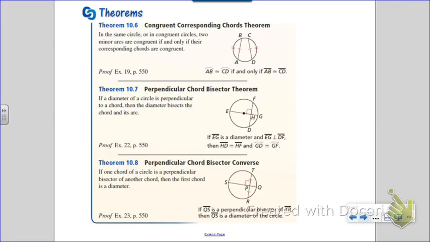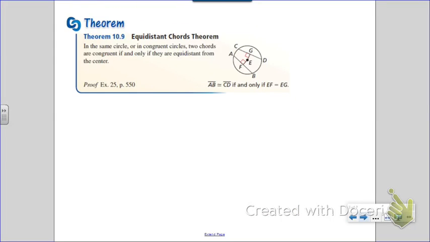If you have a diameter perpendicular to a chord, the diameter bisects the chord and its arc. If a chord is the perpendicular bisector of another chord, the first chord has to be a diameter. Two chords are congruent if they are the same distance from the center.